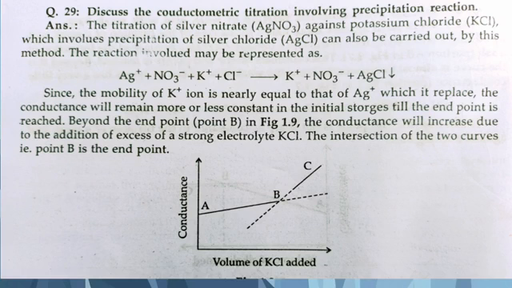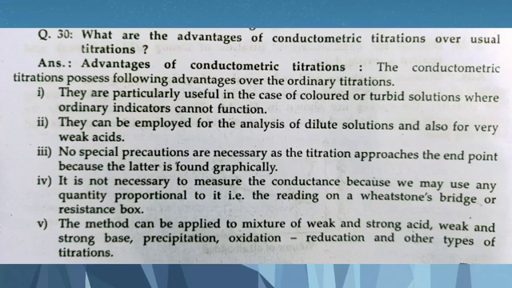So this happens in case of what? When the silver nitrate reacts with the potassium chloride to form the silver chloride in precipitated form. Now the last topic of this unit 1, what are the advantages of conductometric titration over the usual titration?